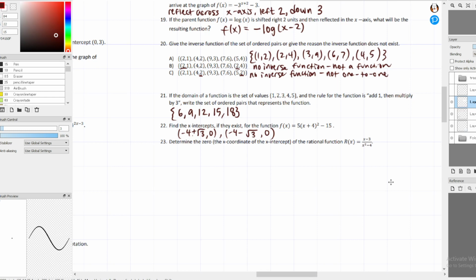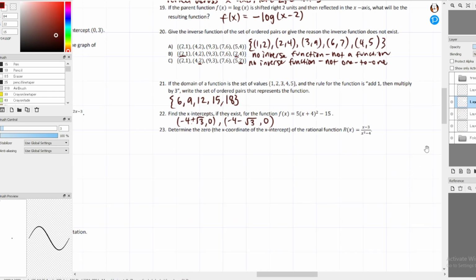For 23, it's asking us to determine the 0, which is the x-coordinate of the x-intercept, of the rational function r of x equals (x minus 3) over (x squared minus 4). So to do this, we're setting the zeros. We need to set our r of x, our y, equal to 0. So 0 is equal to (x minus 3) over (x squared minus 4). This one's kind of trying to trick you with the bottom, because the bottom is really nice and factorable. You get x plus 2 and x minus 2.